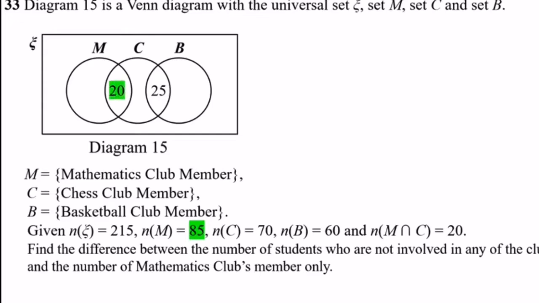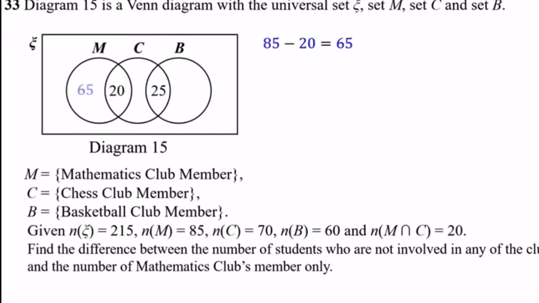So now we are going to work out the students who are taking mathematics only. We take the total number of mathematics, which is 85, minus out 20. So the balance should be 65 taking mathematics only. So the mathematics club is 65 only.